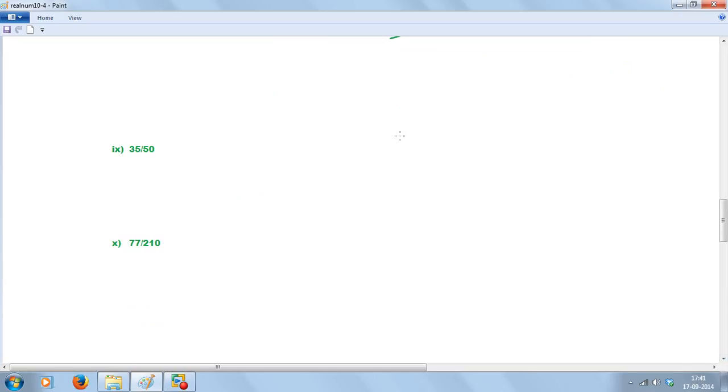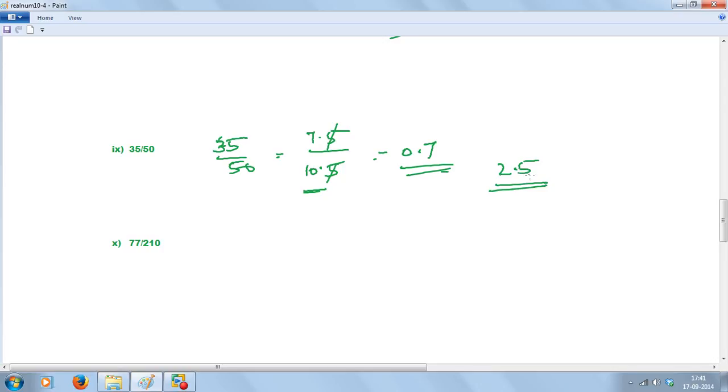So we'll try some more problems just to get used to it. What about 35 divided by 50? So cancel 5, 7 5s are 35, 10 5s are 50, 5 gets cancelled. 7 by 10 is simply 0.7. In this case the denominator is of the form 2 to the power 1 multiplied by 5 to the power 1. Therefore the decimal is terminating.